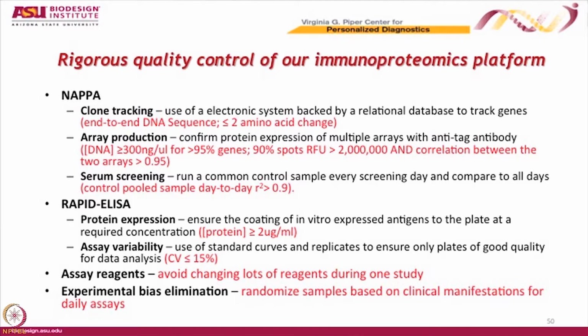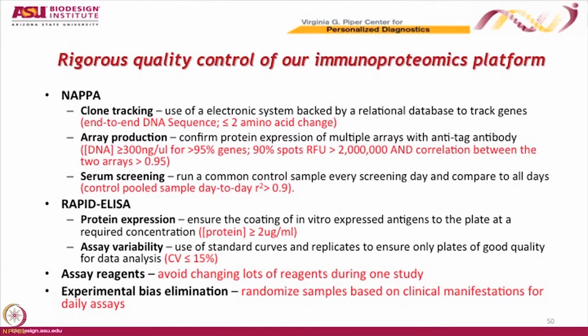Then when we print, we express the proteins and use an anti-GST antibody to make sure that there's protein present. And we ensure that 90% of our spots have more than 2 million relative fluorescence units on them. So this tells you that we have good protein levels. And then we look at 2 different arrays from a printing batch, and we assure ourselves that they agree with each other by better than 95% in a correlation coefficient.